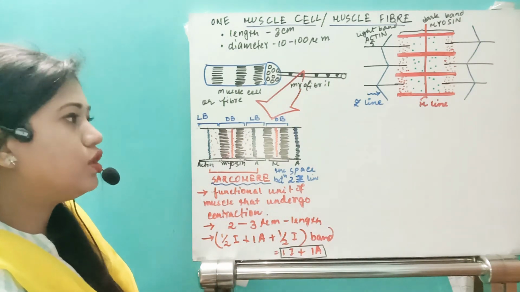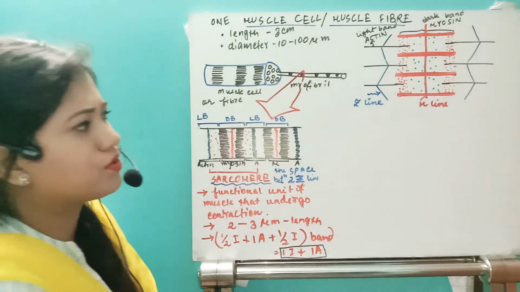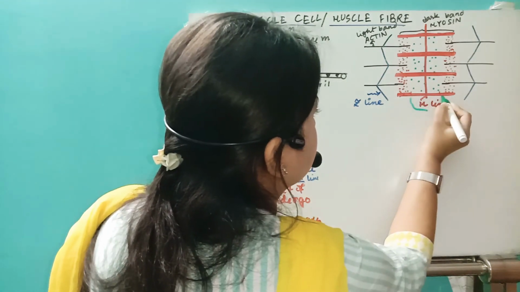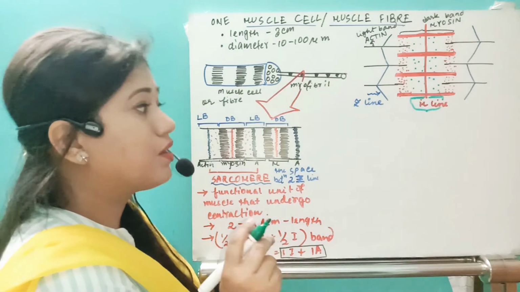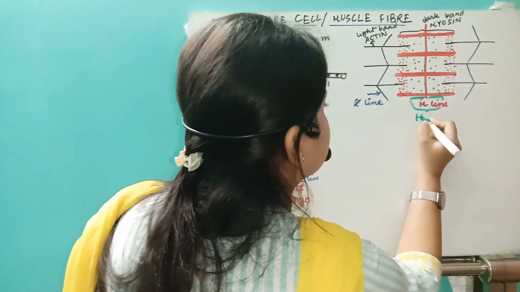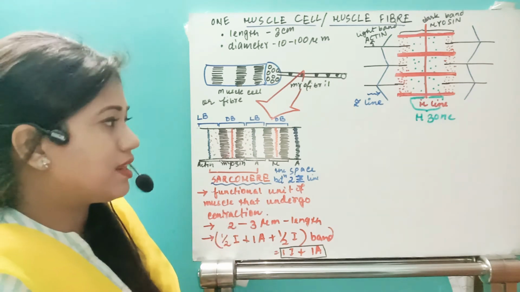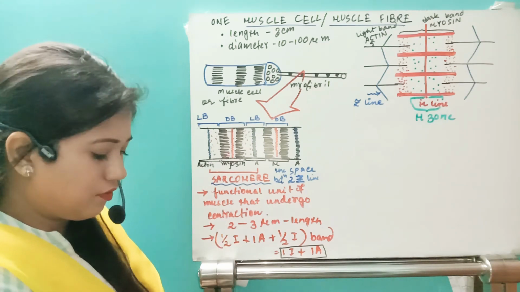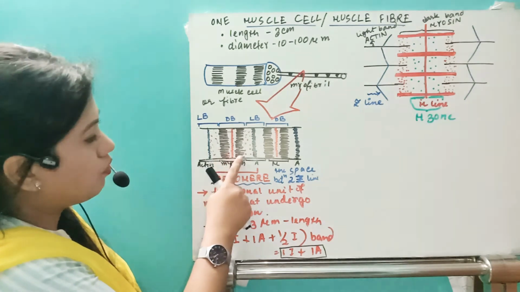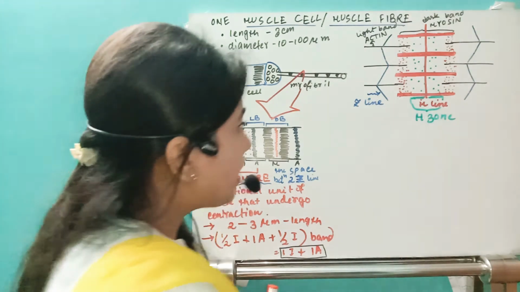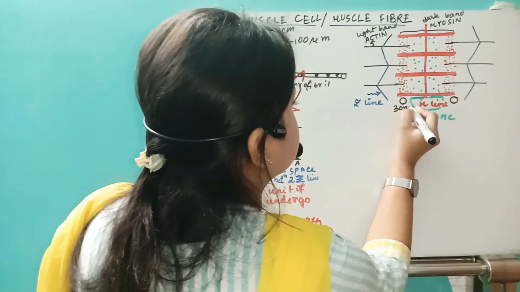Now, wherever you see only the myosin, the green region where you can see only the myosin, from here to here, this is known as the H zone or Hensen's zone. You can remember it only as H zone. Next one, wherever we have overlapped actin and myosin, here and here, this region and this region will be known as the O zone.